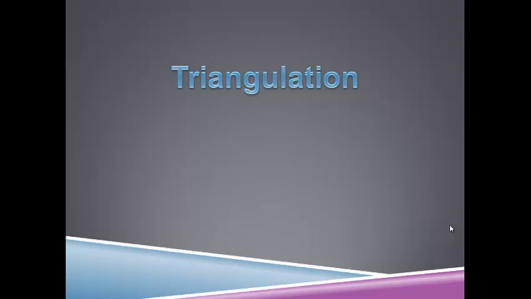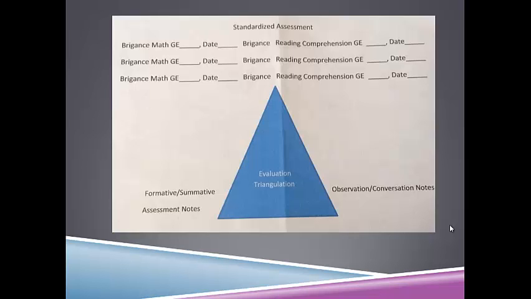Next is triangulation. Triangulation refers to the belief that you cannot judge a child's progress based on only one thing. You must use all 3 points of the triangle, which are standardized tests, formative and summative assessments, and observations. For example, a child may be able to do fractions in class, and you know that he or she knows what they are doing, but still fail the exam because of some test anxiety.